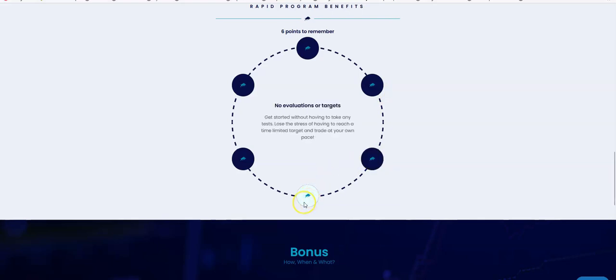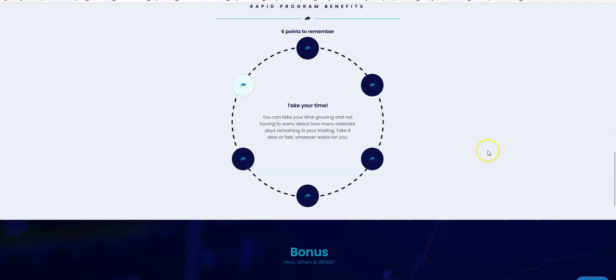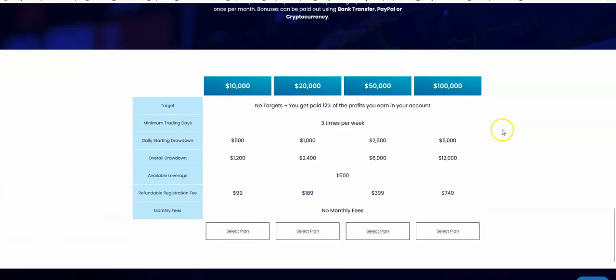Okay? Then also, you don't need evaluation. You don't need target profits to hit. They will not tell you that every month you must hit this profit target. It's not there in this account, this rapid section. Okay? Then how much will it cost you to get the account? It's very low. It's cheap to achieve. Now, let's look at the cost of it. First, these are the different accounts.